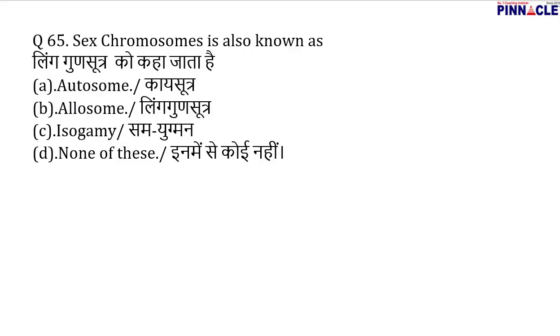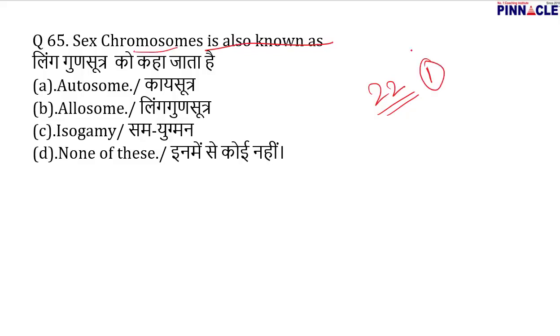Moving to question number 65. Question number 65 is, sex chromosomes are also known as what? Chromosomes contain the traits which are transferred from parents to their offspring, and they are generally present inside the nucleus of the cell. In human beings, we have altogether 23 pairs of chromosomes, and among these, 22 pairs are common in both male and female, and they are said to be autosomes.